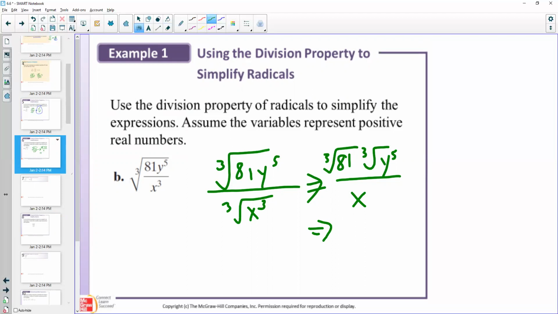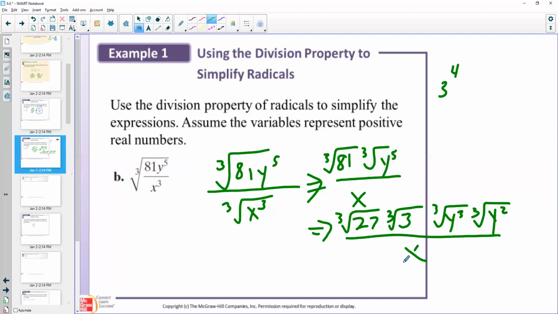I can break that up into the cube root of 27 times the cube root of 3, because 81 is basically 3 to the 4th. So I can think of it as 27 times 3. The cube root of y to the 5th I'm going to think of as the cube root of y to the 3rd, and the cube root of y squared, since there are 2 y's left over, all over x. So now, cube root of 27 is 3. Cube root of y cubed is just y. These guys are going to group together. 3y times the cube root of 3y squared over x.